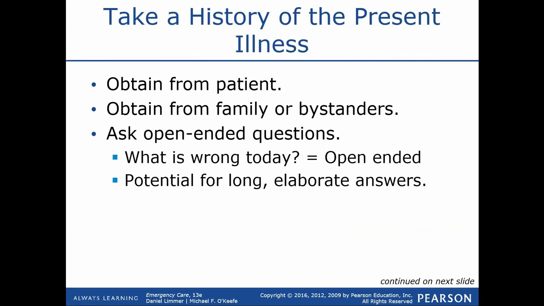So the best way to obtain a history of our patient's present illness is going to be by asking the patient directly. In the instance that our patient is unable to be a proper historian, let's say young children under the influence of drugs or alcohol, something like that, we can obtain information from family, bystanders, caregivers at a medical facility, or other people that may have pertinent information of what's going on.